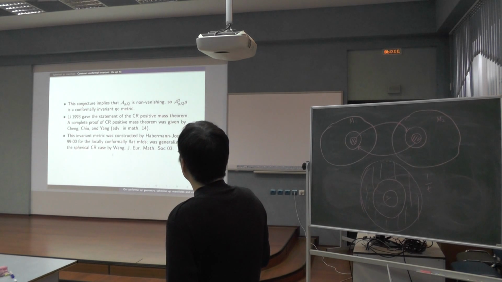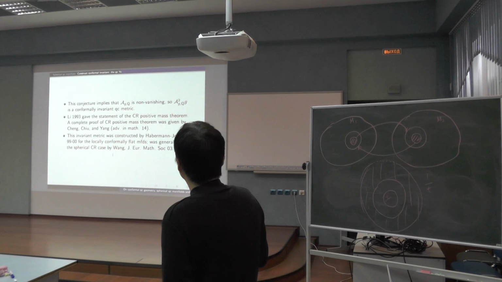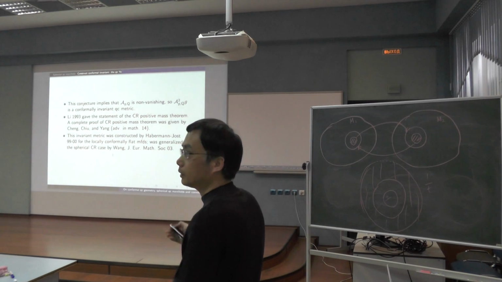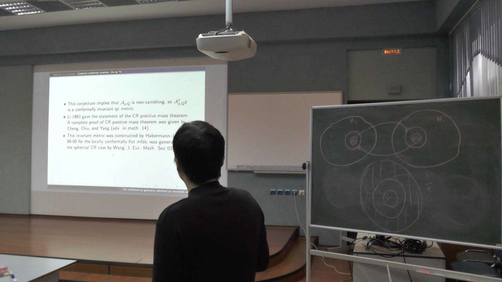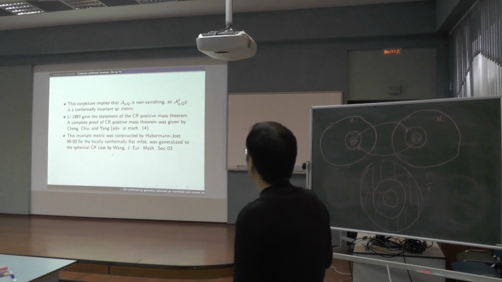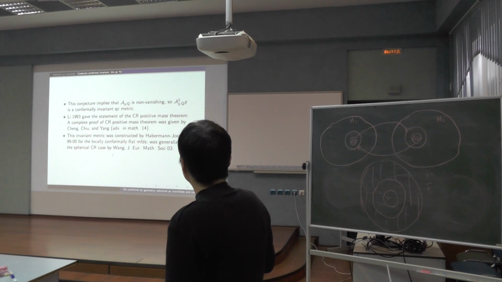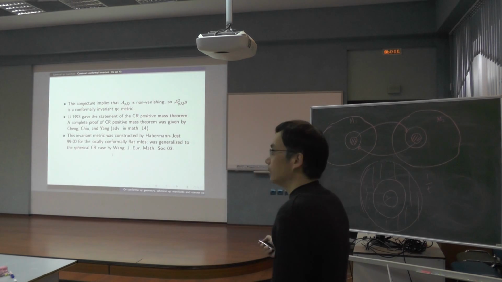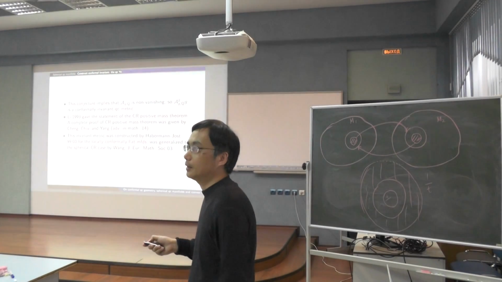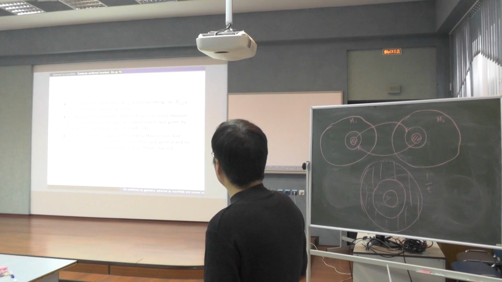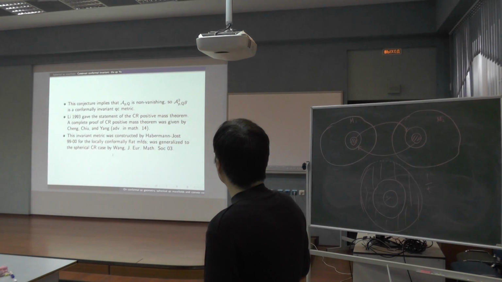So the history is like this. Lee in MIT gave the statement of the CR positive mass theorem. It is similar to our case, but his proof has a gap. Only 2 years ago, Cheng, Malchiodi, and Yang, Jih-Hsin Cheng in Taiwan and Paul Yang in Princeton, gave a complete proof of the CR positive mass theorem. And such an invariant metric may remind you of the metric on a Riemann surface, the hyperbolic invariant metric. It was generalized to locally conformally flat manifolds by Habermann and Jost, and to the spherical CR case by me several years ago.